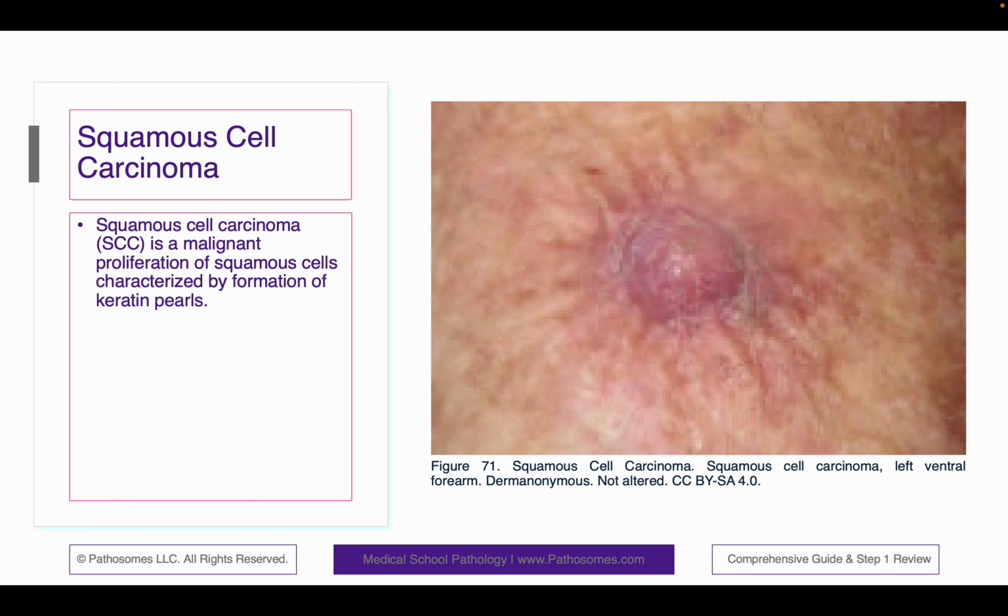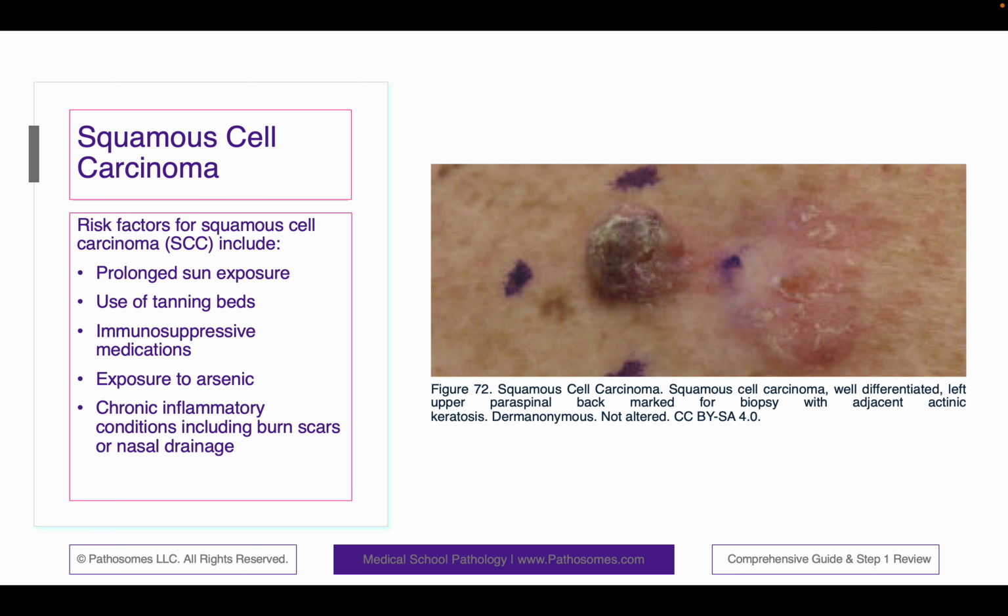Now, squamous cell carcinoma. You'll see this a lot. Squamous cell carcinoma is a malignant proliferation of squamous cells characterized by formation of keratin pearls. Risk factors for squamous cell carcinoma include prolonged sun exposure, use of tanning beds, immunosuppressive medications, exposure to arsenic, and chronic inflammatory conditions, including burn scars or nasal drainage.